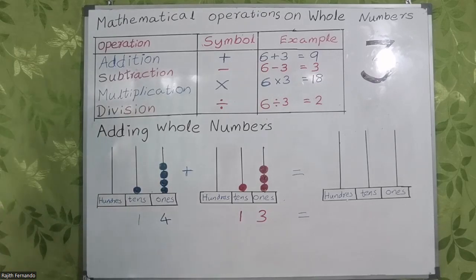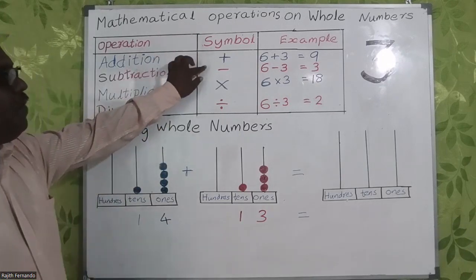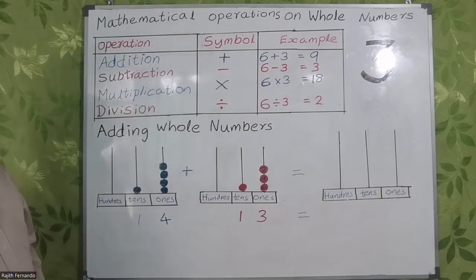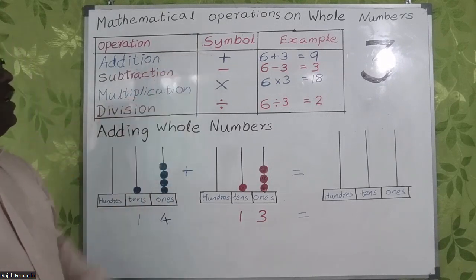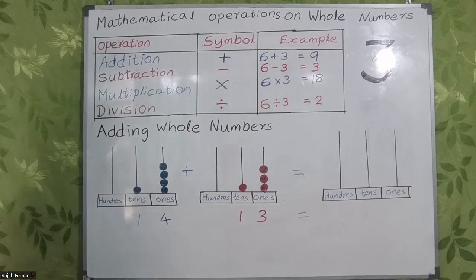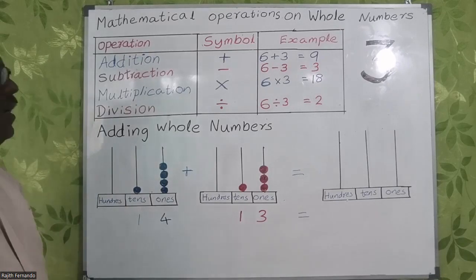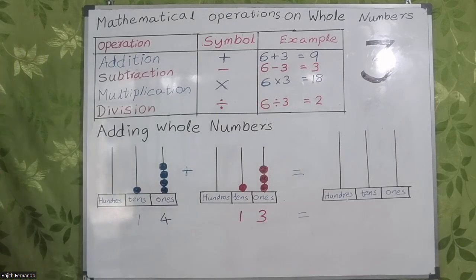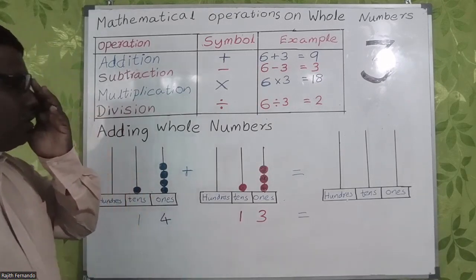In the first table, I have written down on the board, you can see in the first column there are the operations. I have written addition, subtraction, multiplication, and division. And the symbols you are familiar with from your earlier grades, those are the symbols we are using to represent what we are going to do mathematically in your calculations. I have written down the examples also.